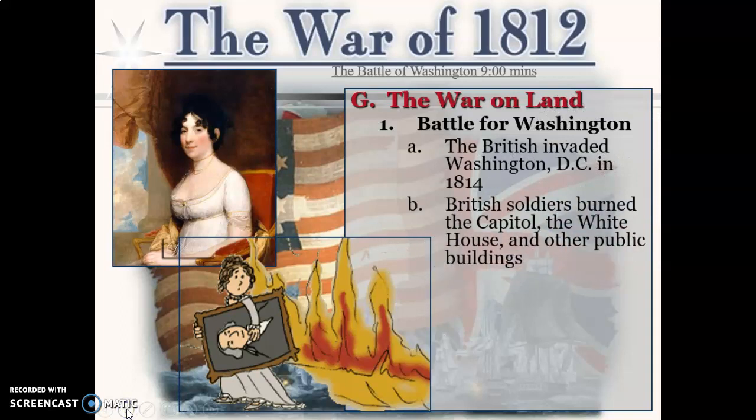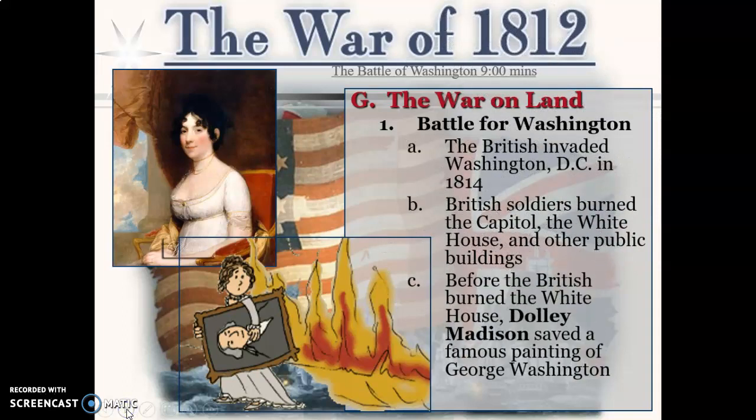So we're going to fast forward. There's a lot of events happening in this war, but we're going to fast forward to 1814, the war on land. The battle for Washington. As you see, the British invaded Washington, D.C., which was utterly unprepared for war because the Secretary of War did not believe that the British would attack Washington. He thought they were going to go to the more prosperous Baltimore. The British turned to Washington.